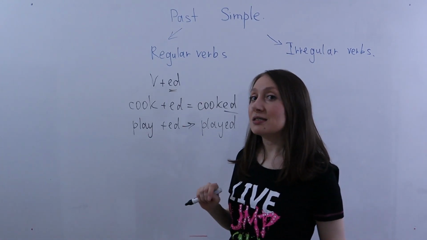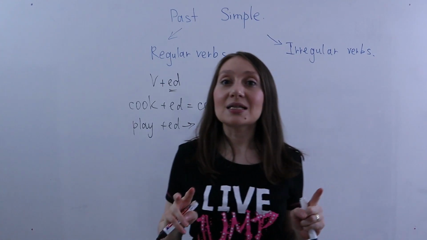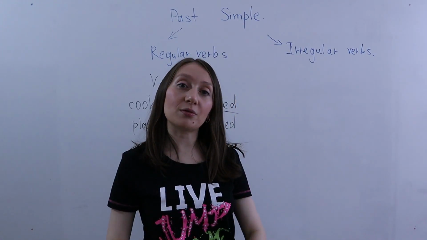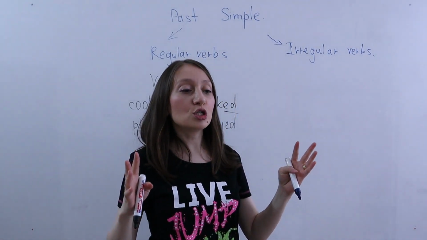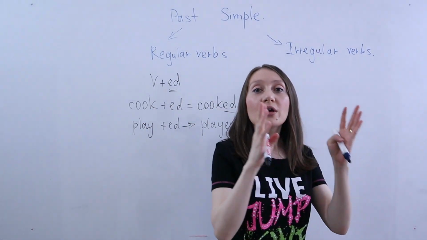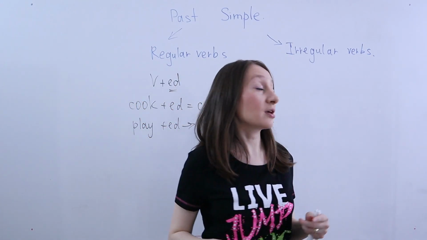Now the most interesting, also we have irregular verbs. So to make past simple, you have to remember the irregular verbs. What does it mean, irregular verbs? It means that you just know the fixed form and you have to remember them and you have to use them in the correct form.